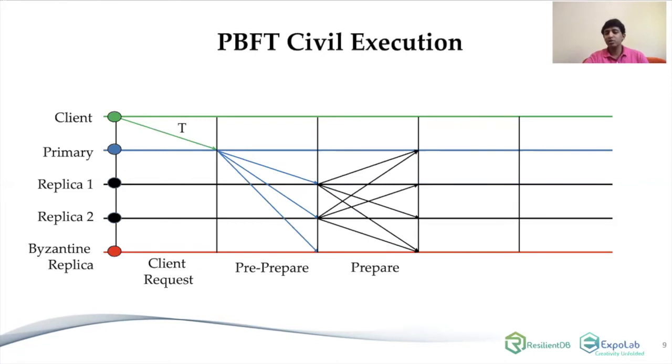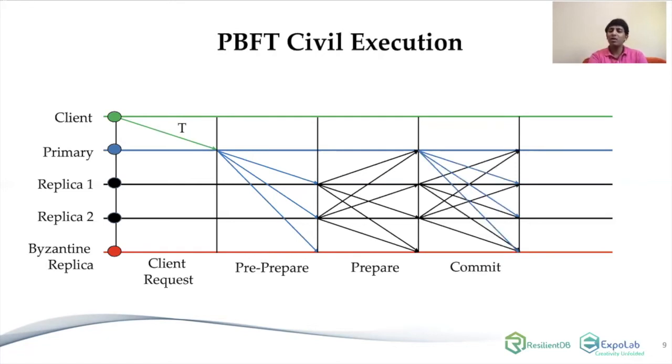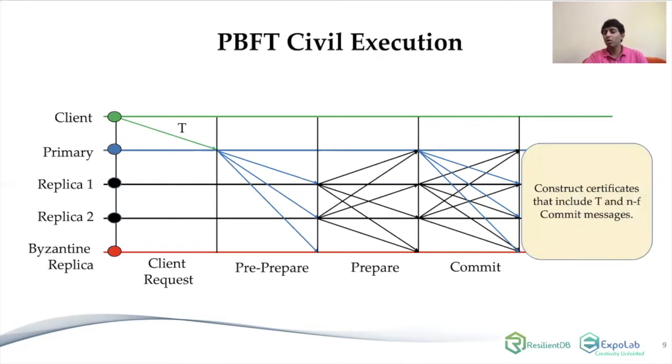Once a replica receives 2f prepare messages, this replica is aware that at least a majority of other replicas have also received the same request. And then it sends a commit message. Once a replica receives 2f plus 1 commit messages, it has a guarantee that a majority of replicas have also prepared this request. And so in GeoBFT, all of these replicas create a certificate that includes the original request and the 2f plus 1, equal to n minus f, commit messages. Note that in the original PBFT protocol, replicas would have executed the request and replied to the client. But here, there is no execution or replying till now.